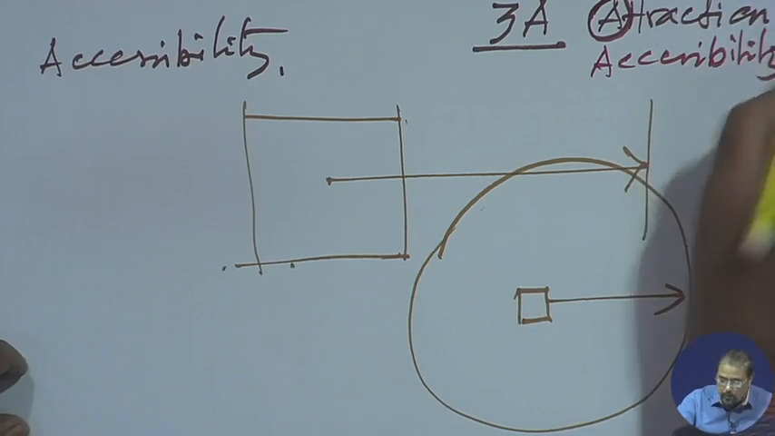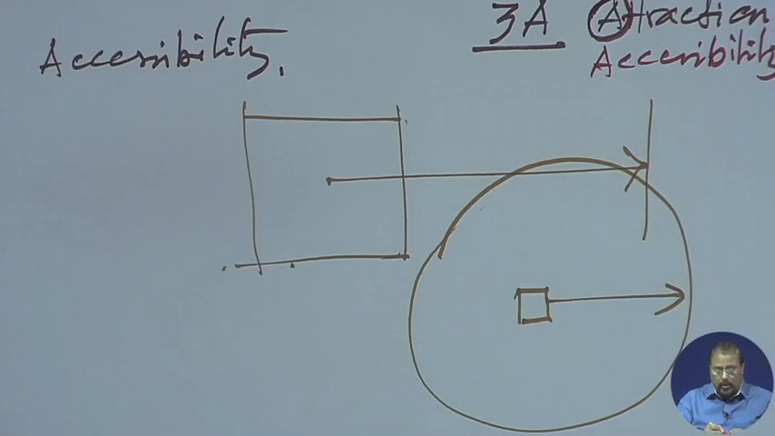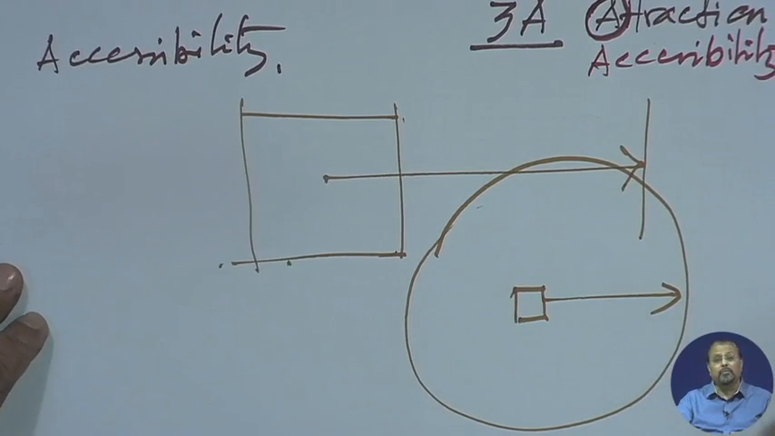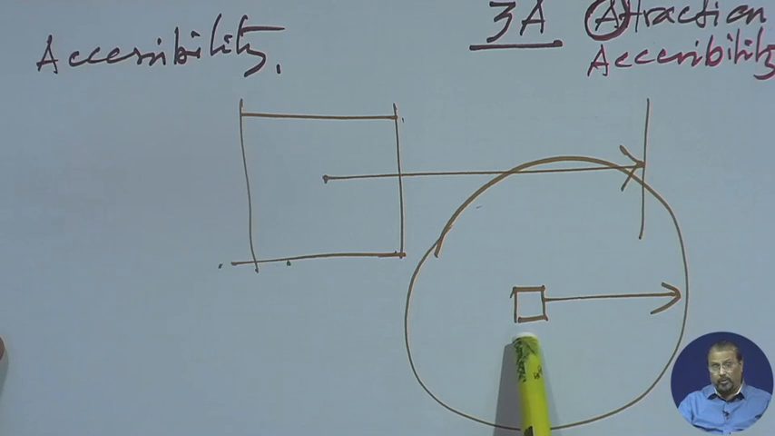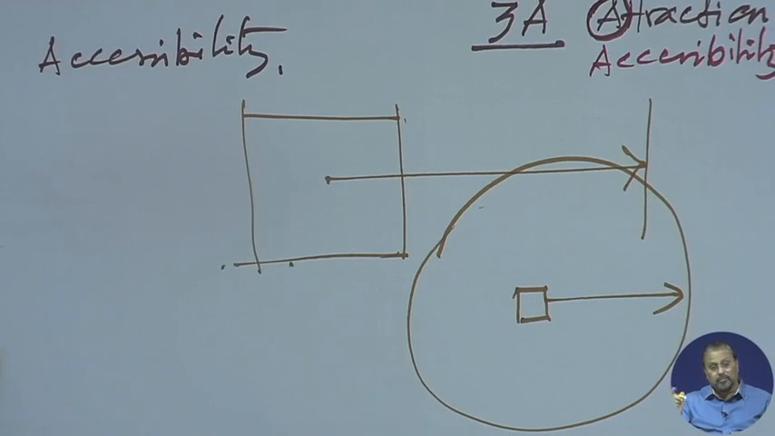This is why I shifted accessibility to here now. Accessibility means if you are attracted to this particular landscape site, then you must have adequate access to this landscape project. That access may be by air, through water channels, or through roads. Through any means, you should be able to have access to this.